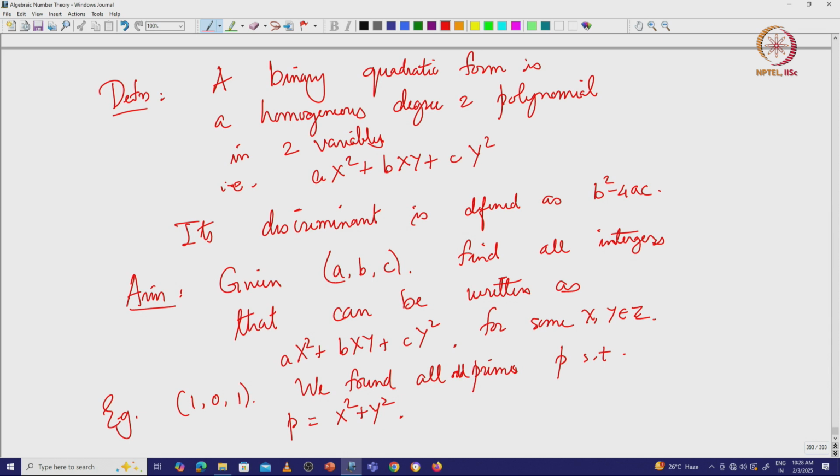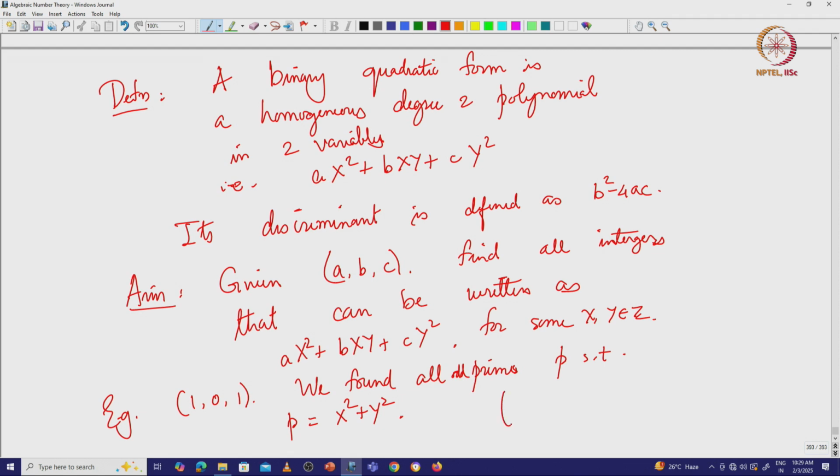You may have even seen this in some elementary number theory course, that you can write an integer n as x squared plus y squared if and only if n is either 0 or n is positive and the prime factors of n that are congruent to 3 mod 4 appear to even powers. That's the complete answer to this question. So, in this case we have a very satisfactory answer, and we would like to know what happens in general.